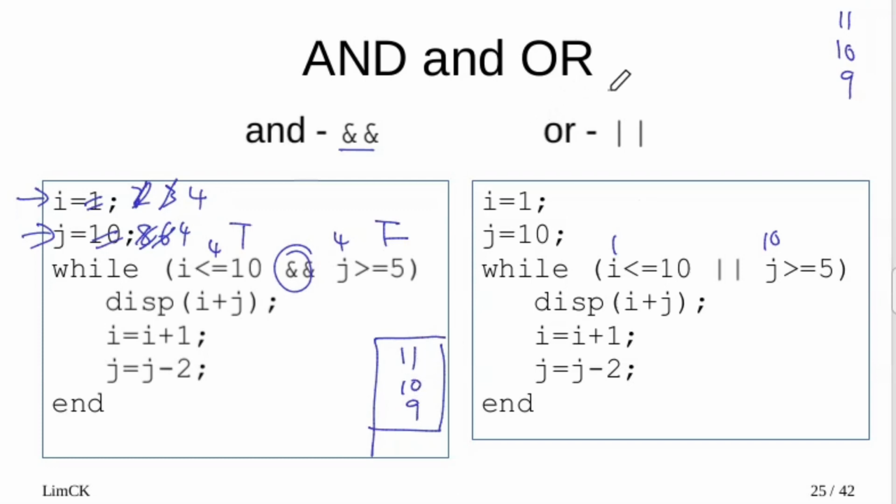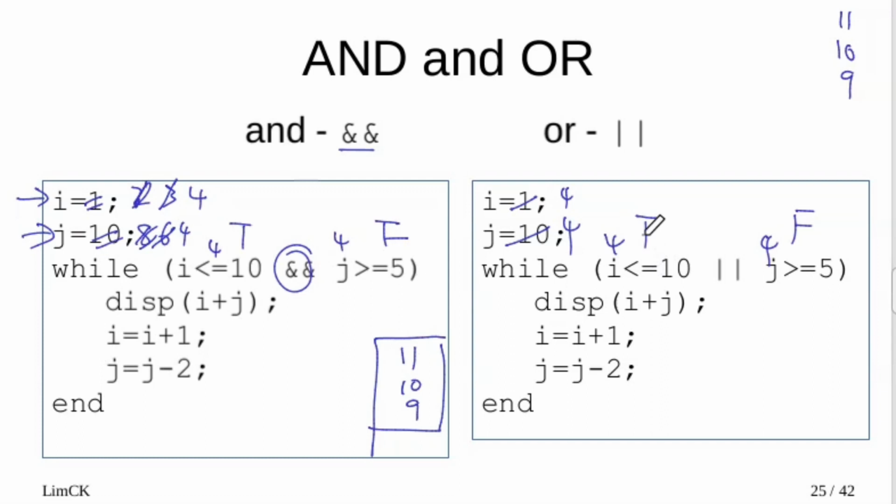After the 9, this one will become 4, right? This one will become 4 as well. Both are 4. This one is true, this is false. True here, false here. 4 greater or equal to 5 is false, right? False. Okay, so because this is OR, this will continue to execute.